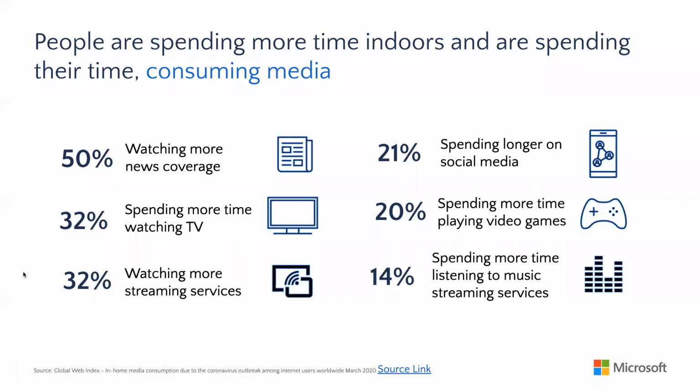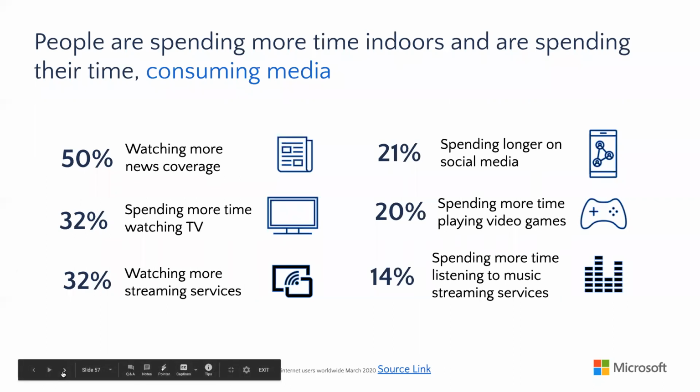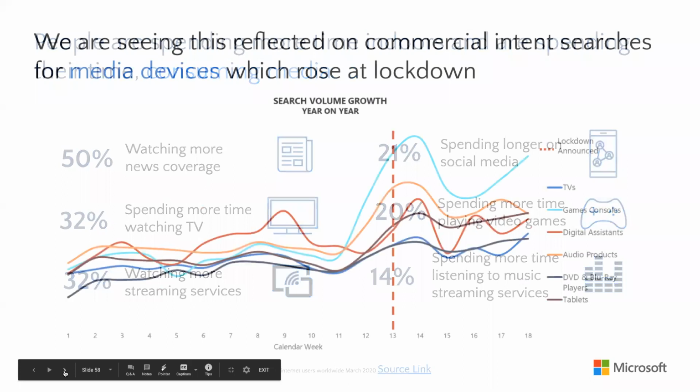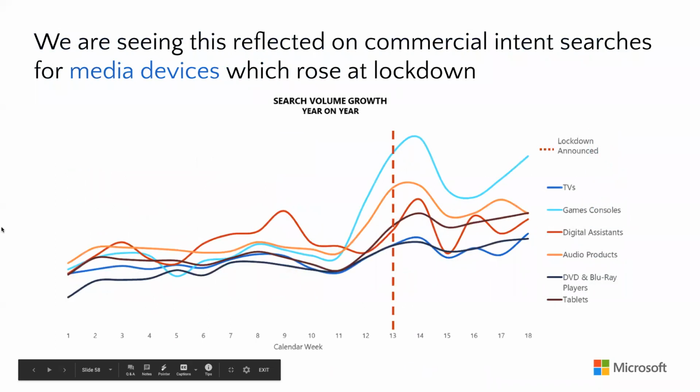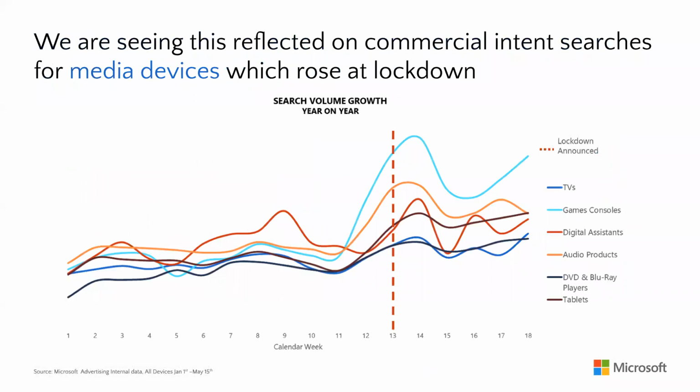This is data from GWI quite recently in March, of where people are actually spending their time when they're consuming media. Obviously, news coverage is the biggest. Everyone wants to know what is going on with the current situation. But TV streaming services, you might expect that as well. Social media, video games, music streaming services as well. And we're seeing this reflected in the commercial intent searches for media devices. Those trends are reflected quite like for like in the searches that consumers are making as well.